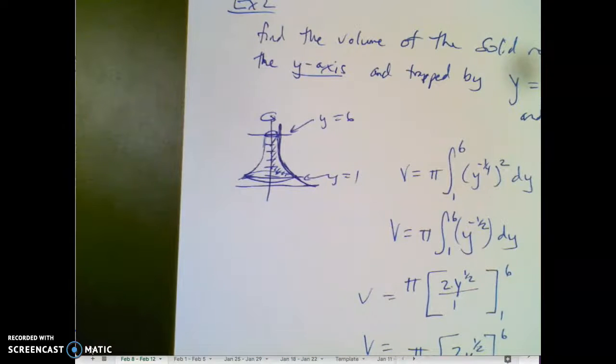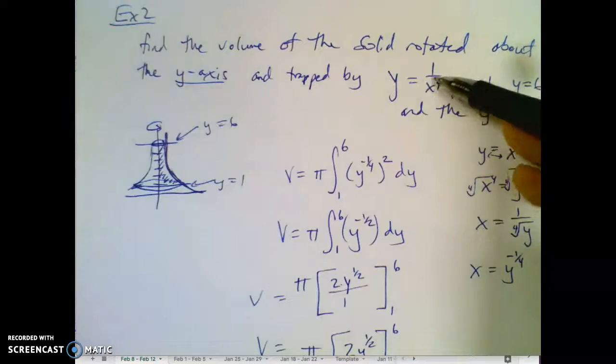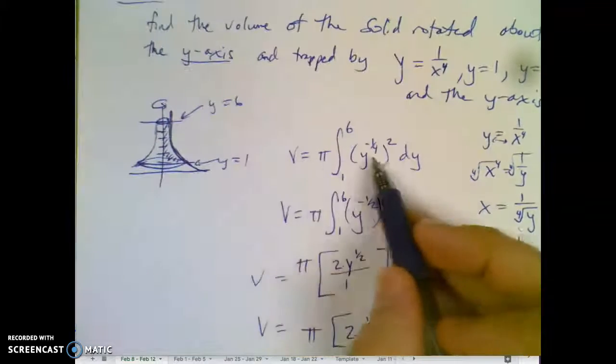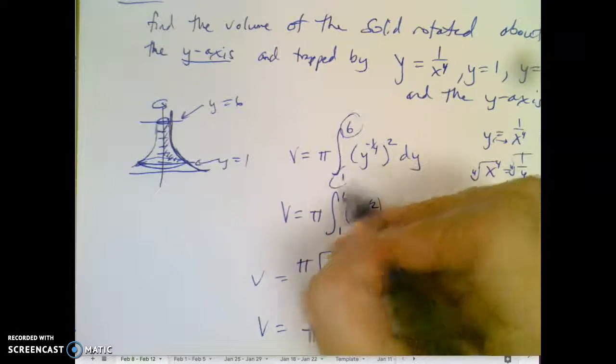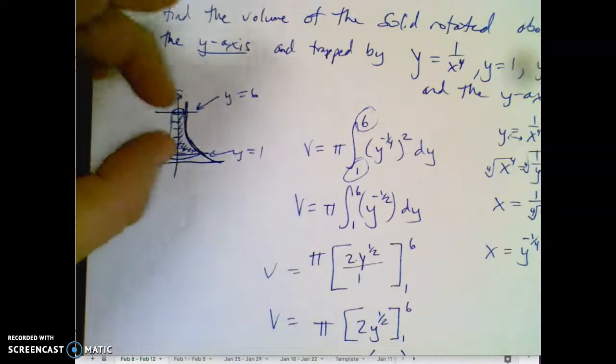Hopefully you got it now, that whenever it says y-axis, you got this extra step of getting this solved for x equals. And then it's pi times radius squared. The only other thing you got to remember is those two numbers have to be your y value, lowest y value to your highest y value.